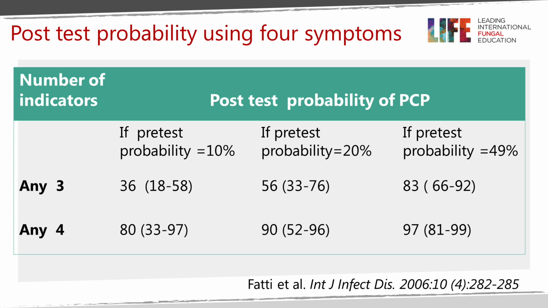They tested these 4 symptoms in 3 categories of patient: a population where the pretest probability was 10%, a population where the pretest probability was about 49%, which is what has been found in some ICU settings, and a midline pretest probability of about 20%.